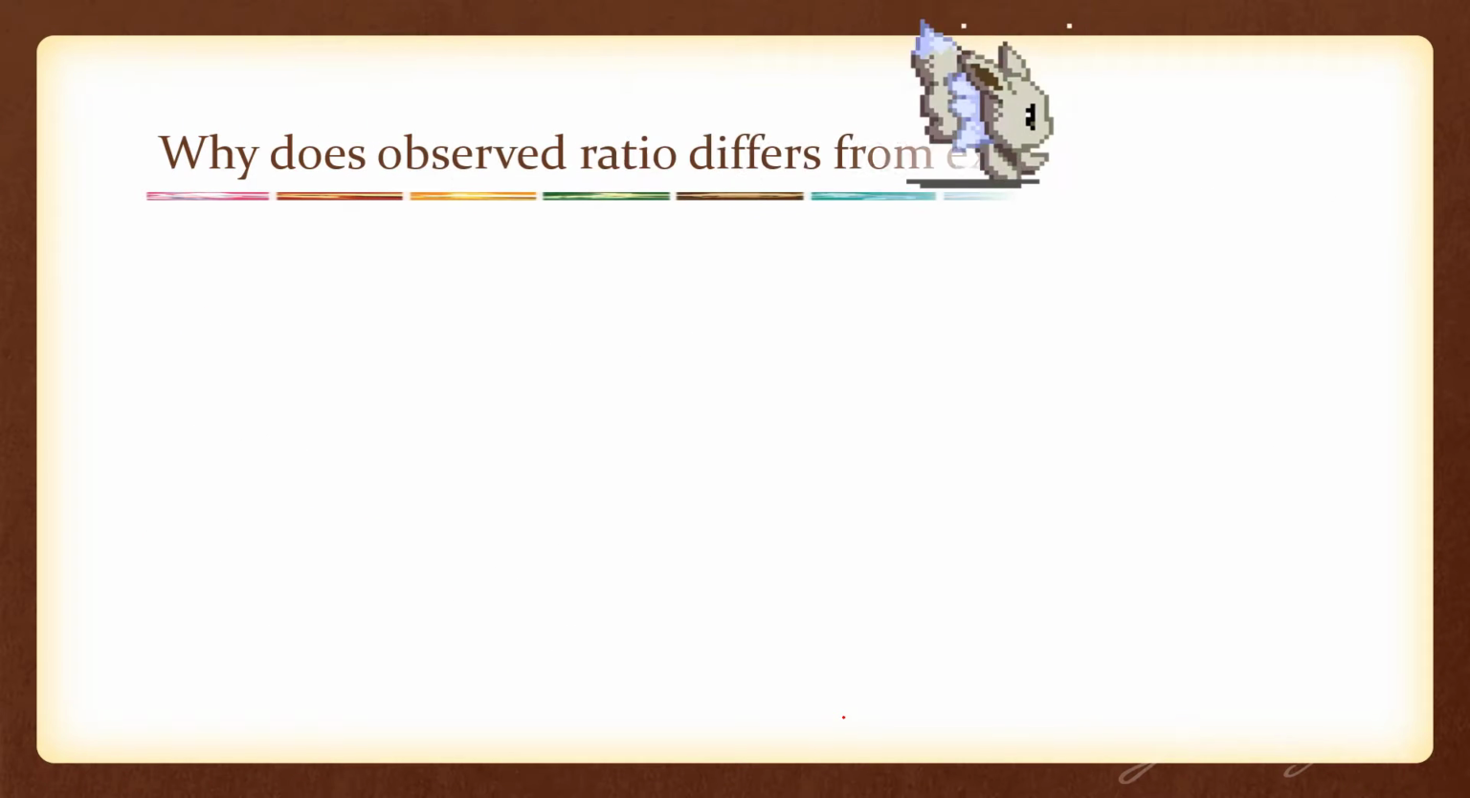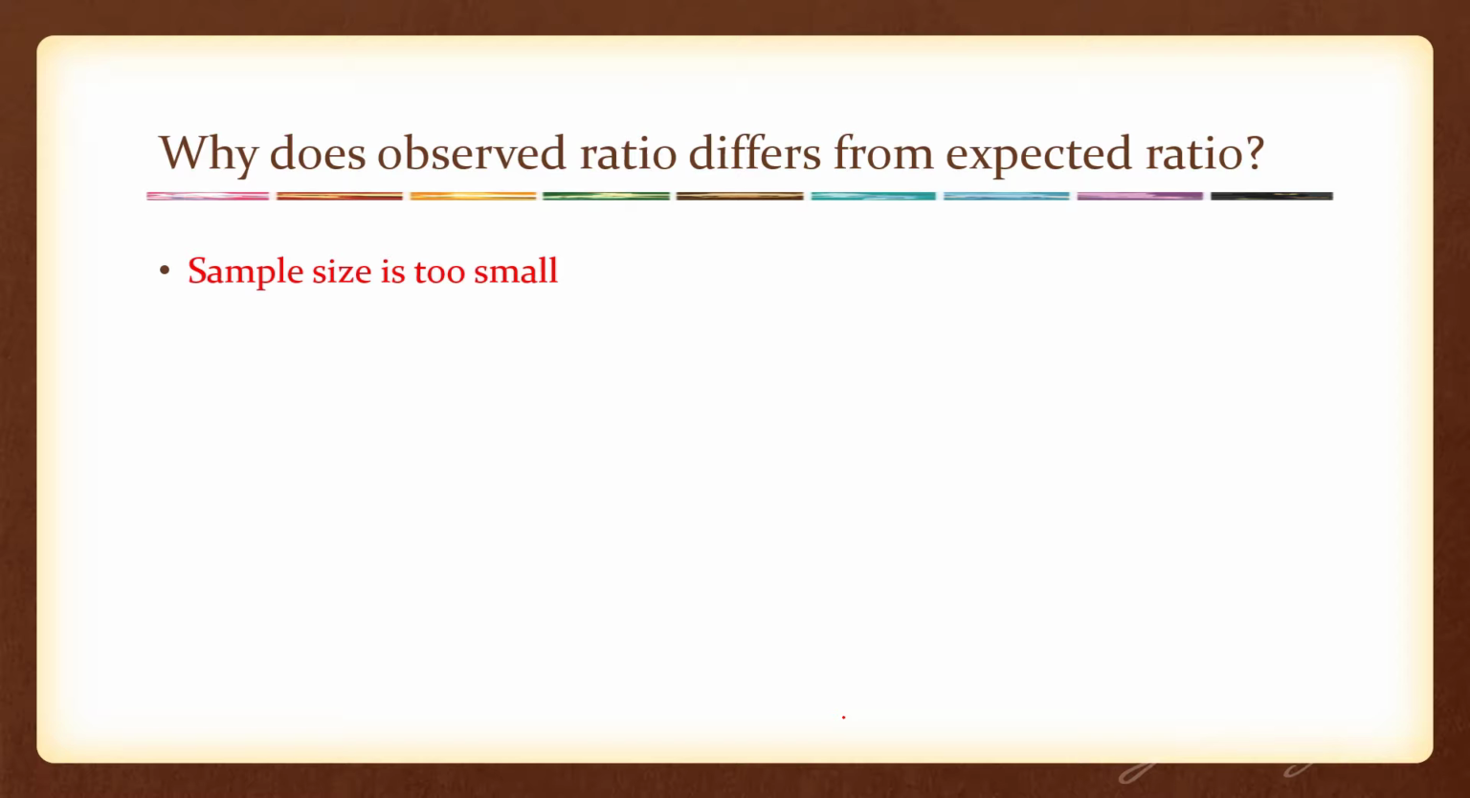For all intents and purposes, if they were to ask you why is the observed ratio different from the expected ratio during your O-level, the first answer you should give most of the time is the sample size is too small. Anything below 30 is actually very small. And in the case of Mendel, you can see that even when he was using 100 plus, it is still too small. So this is the default answer that you need to give during your O-level.